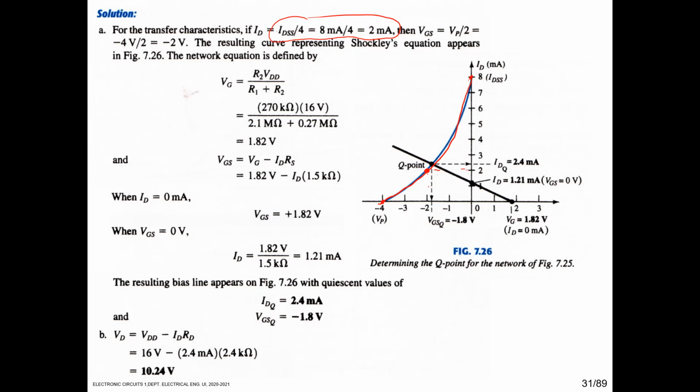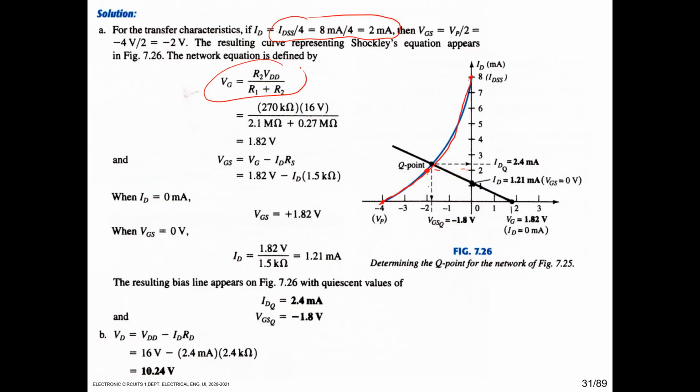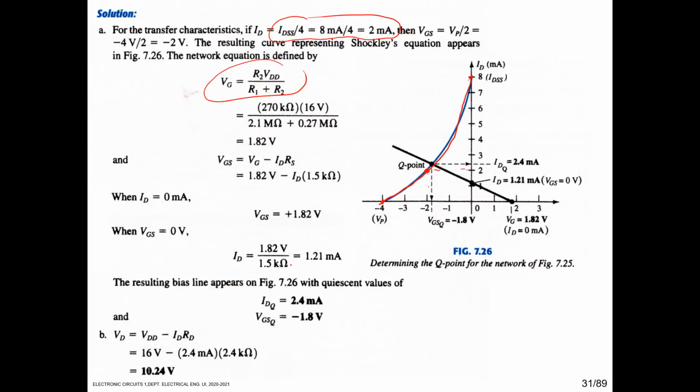And then from the network equation, the first one we have to define is VG. VG here is R2 VDD per R1 plus R2. So R2 is 270 kilo ohm and R1 is 2.1 mega ohm. So we got that VG is 1.82. And VGS is VG minus IDRS.